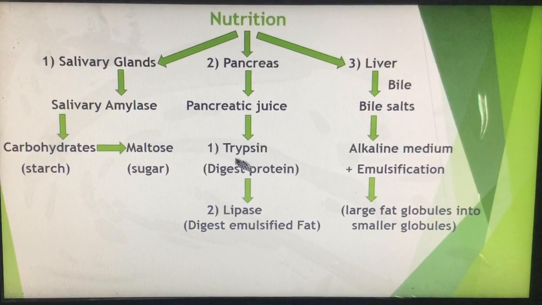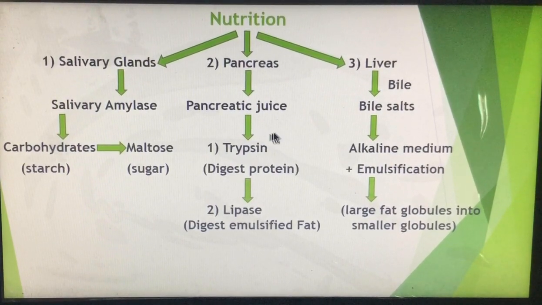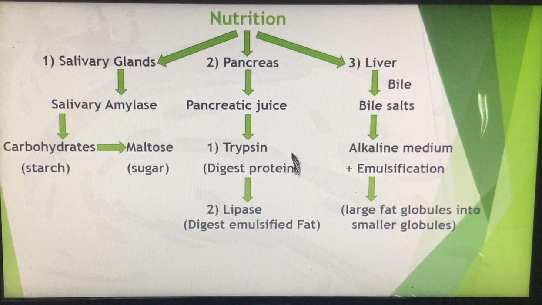But what is the difference in function between the two? Trypsin and pepsin, about which we talked last time, that is present in the gastric juice. Pepsin works in an acidic medium, but trypsin works only in an alkaline medium. So in which medium does trypsin work? Alkaline medium. I'll be telling you the detail of how the alkaline medium comes.